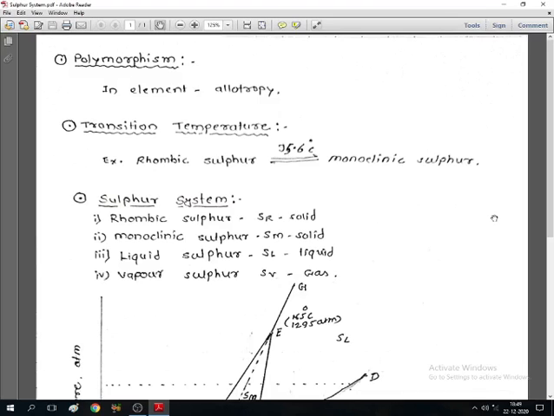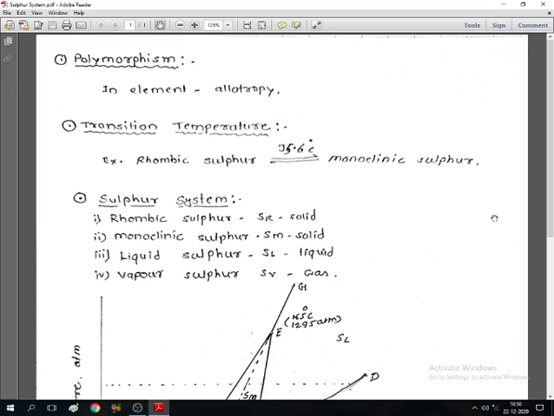Hello student, in the last video we discussed the one component system example as a water system. Now similarly we have to see another example of one component system, that is the sulfur system. Before that we have to clear the two terms, that is polymorphism. What is polymorphism?